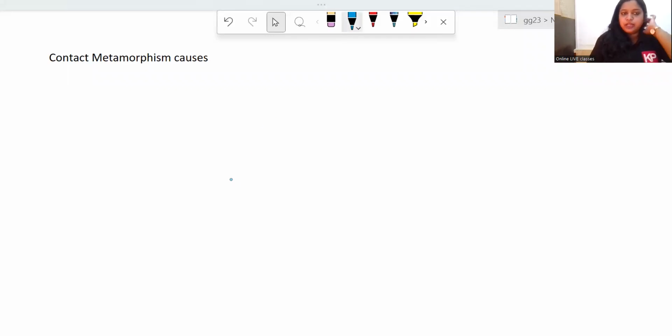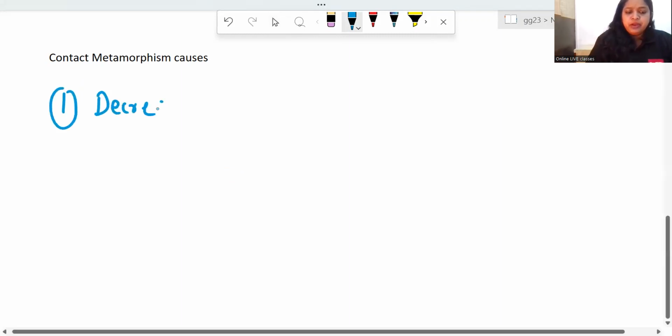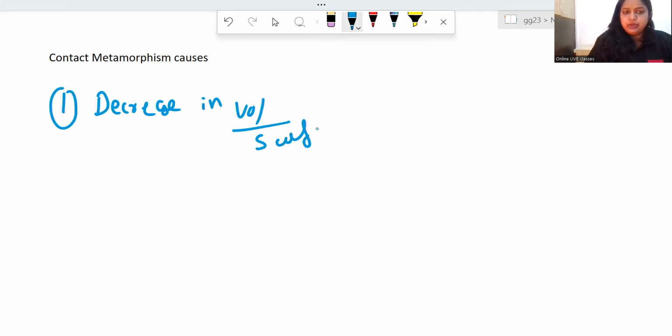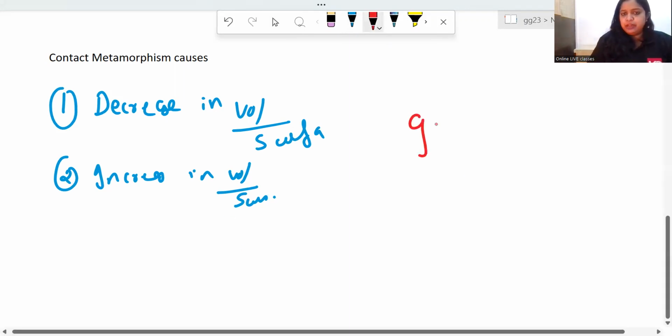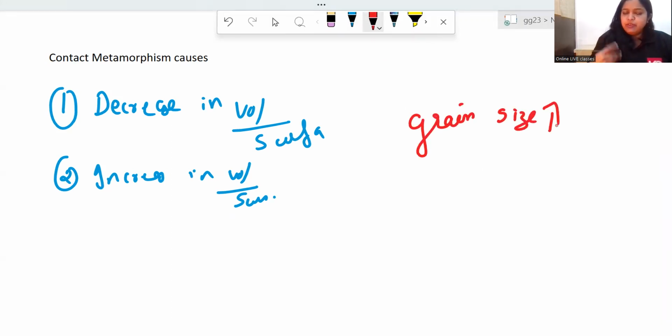Next question was about contact metamorphism, and the question was whether contact metamorphism causes a decrease in volume by surface area ratio, or an increase in volume by surface area ratio. We know that when contact metamorphism happens, the grain size will be increasing relative to the protolith.